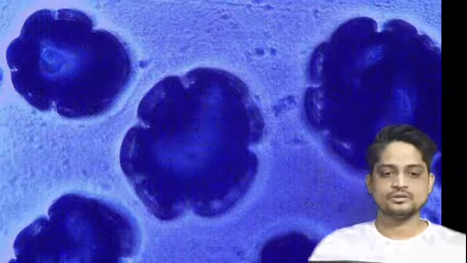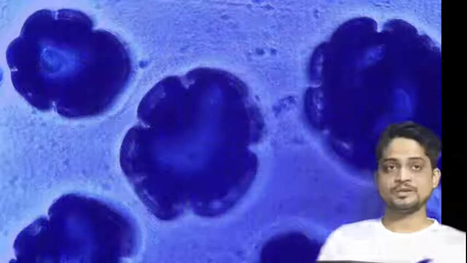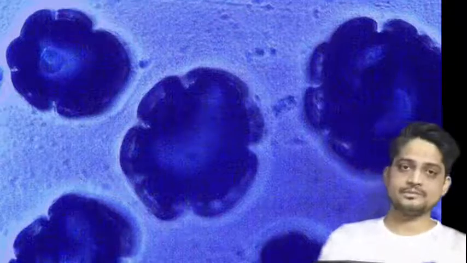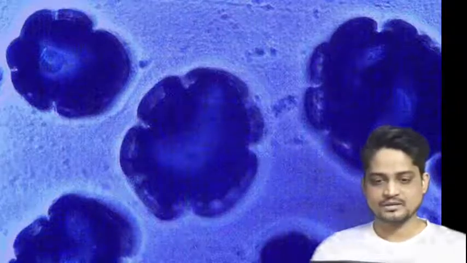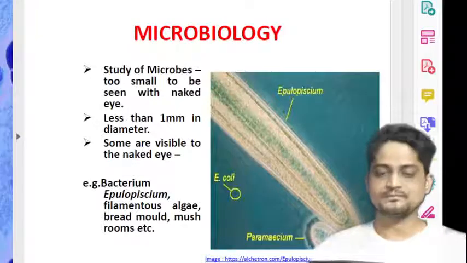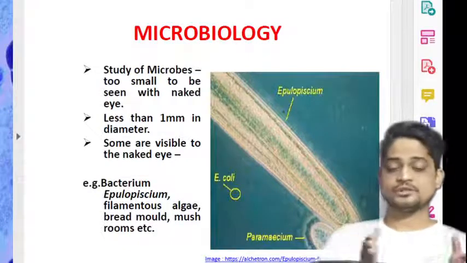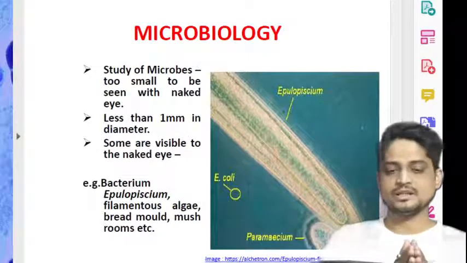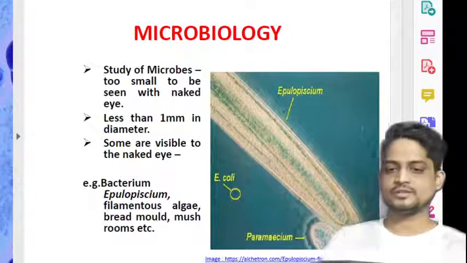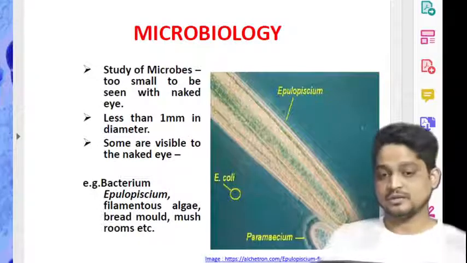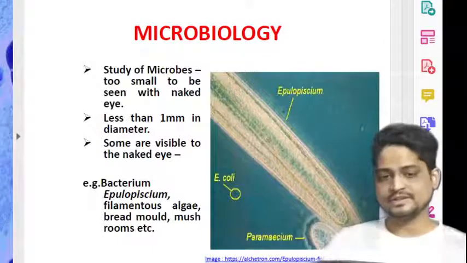Okay, so let's start with the very first topic of ASRB NET or ICMR NET, which is history of microbiology. When we talk about microbiology, what we imagine is little, or we can say too small to be seen with naked eyes, microorganisms. They are less than 1 millimeter in diameter.